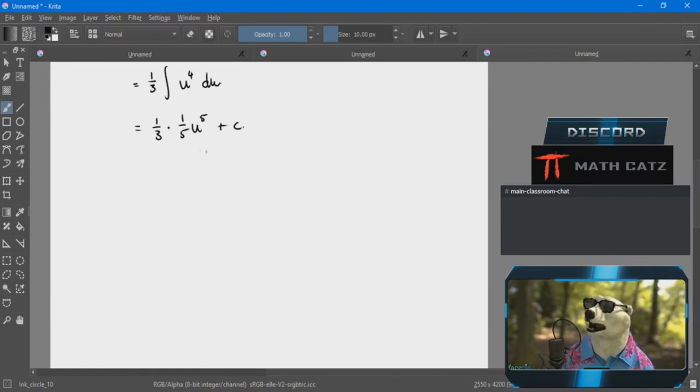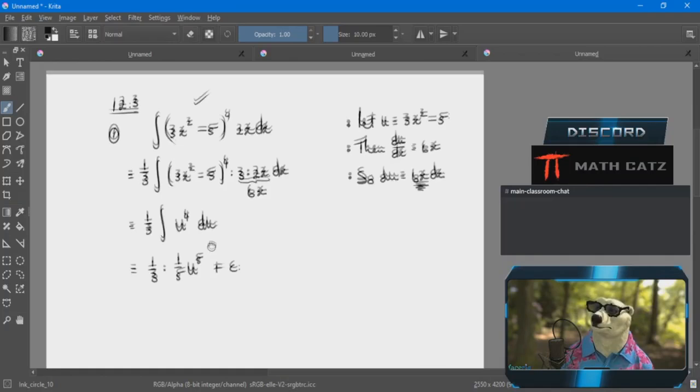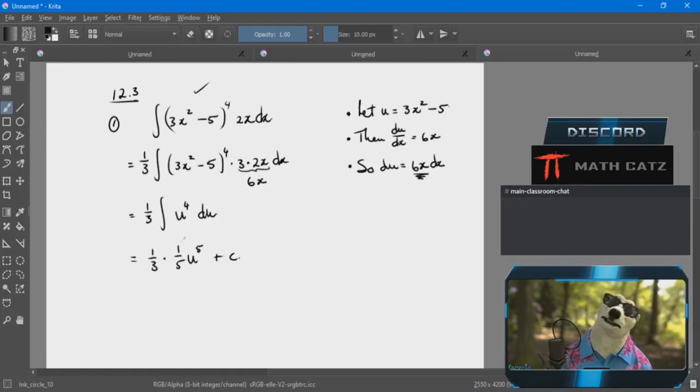After I've done that, then I look back to see, oh, I need to go back to x. Now it's just a formality. I almost make a point to not simplify or do anything. All I do is swap back for u what it represents in terms of x. And I do nothing else.